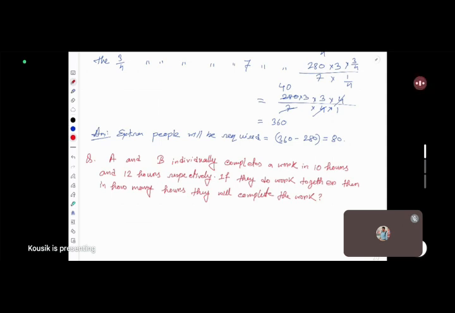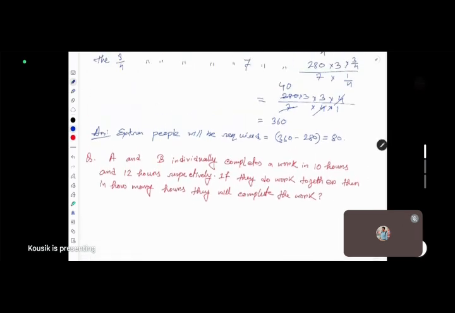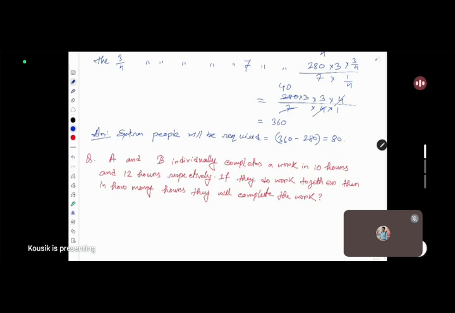See, this is a good question. In this kind of question, A and B individually complete the work in 10 hours and 12 hours. If they work together, if two persons do work together, then the time will be unchanged but the work will be added. So work will be increased but the time will be same.